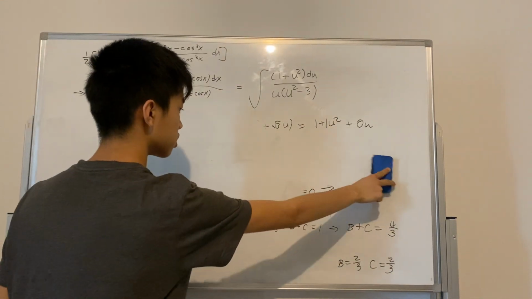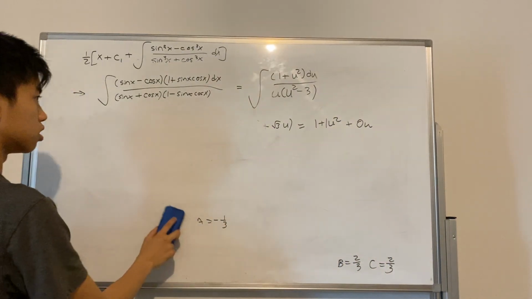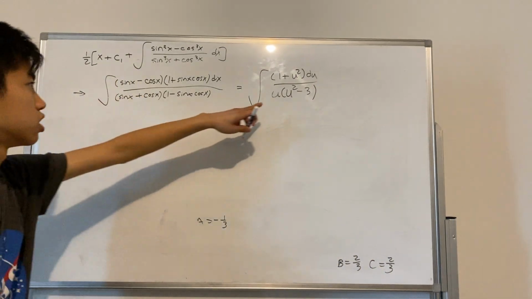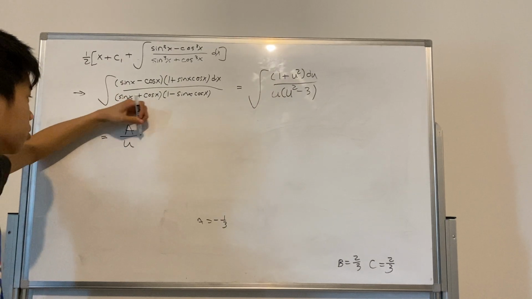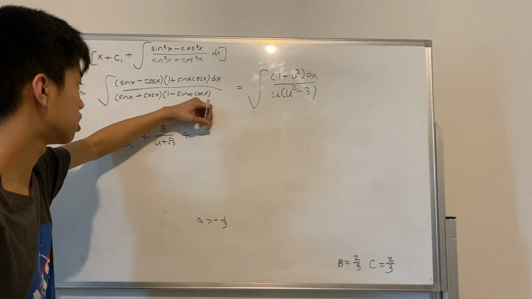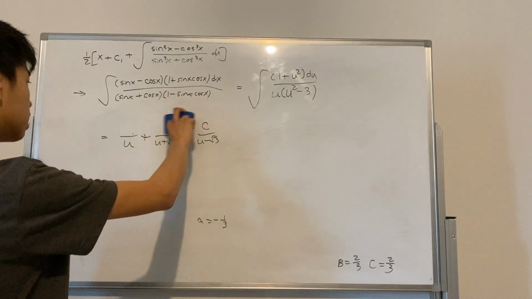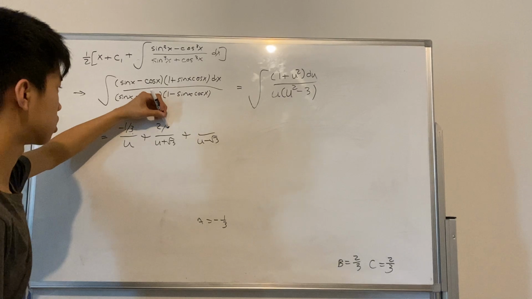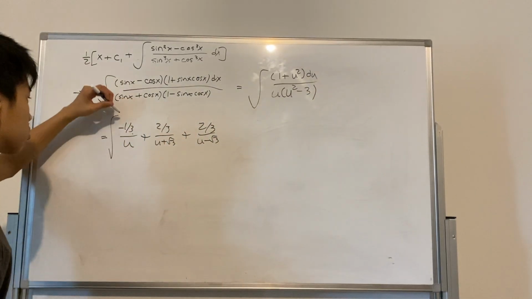So now let me erase all this. Keep everything but our solutions. Okay, so as you remember, this is equal to the expansion a over u plus b over u plus root 3 plus c over u minus root 3. So just substitute the a, b, and c: negative 1/3, 2/3, 2/3. Okay, now we can integrate all of this.